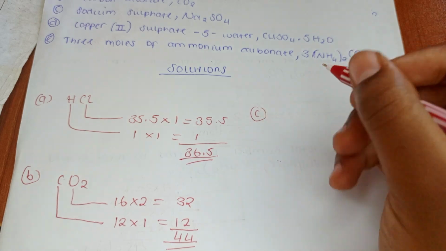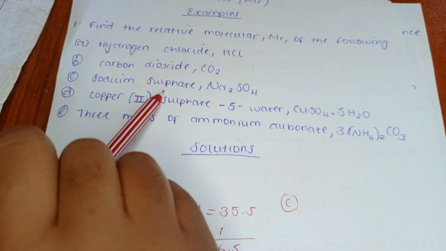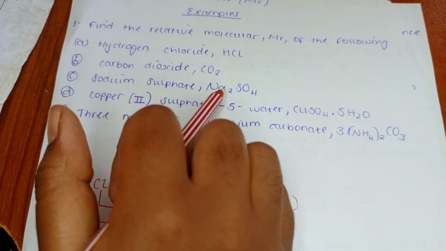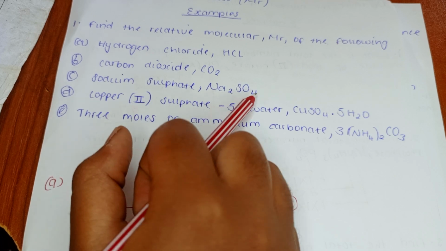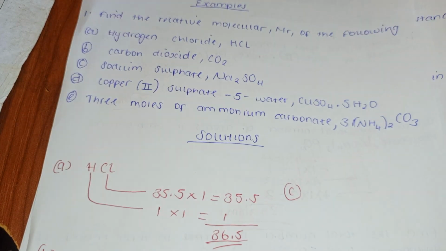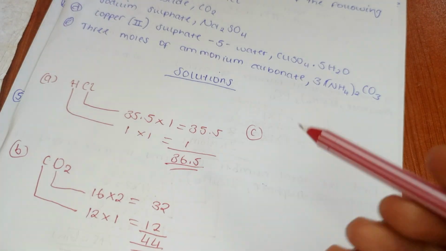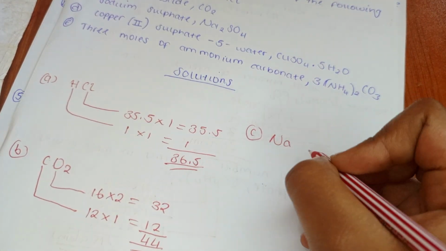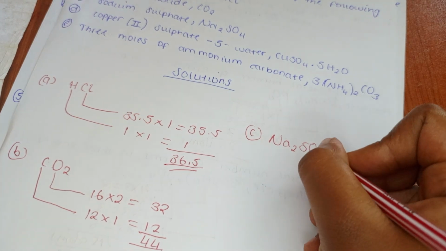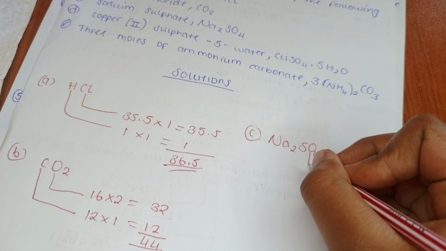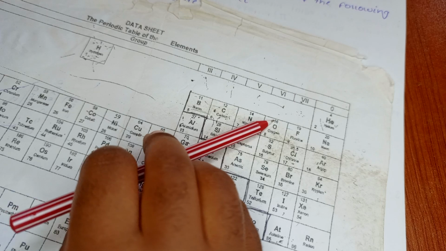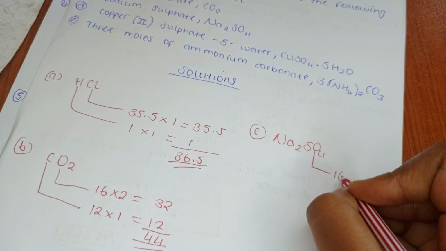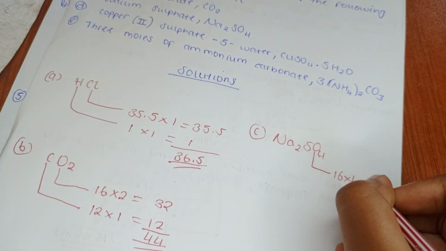Then C, which is sodium sulfate, represented by Na small 2 at the bottom, SO and a small 4 at the bottom here. So I'm going to just write it here. It is Na2SO4. So here the mass number of oxygen is 16. So that's what we're going to write here. Then since there are 4 atoms, we're going to say by 4 is equal to 64.